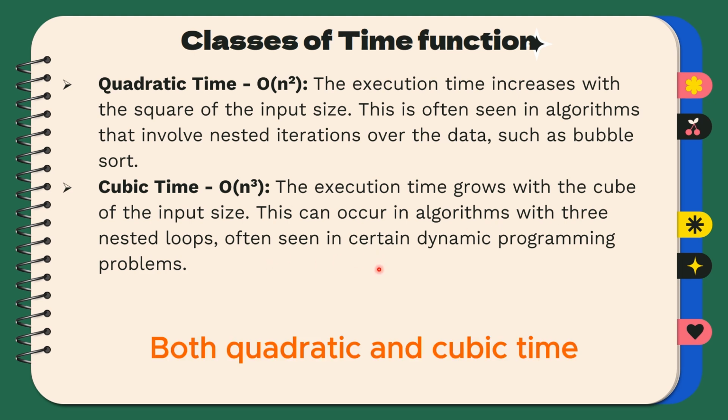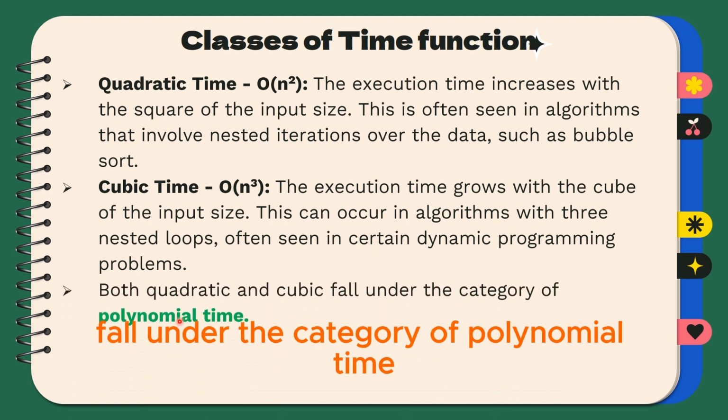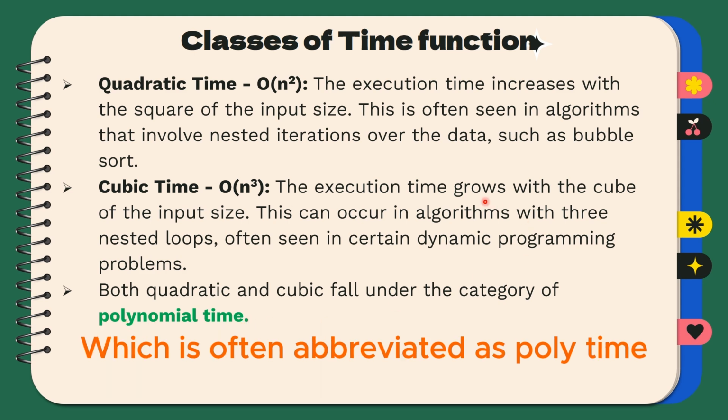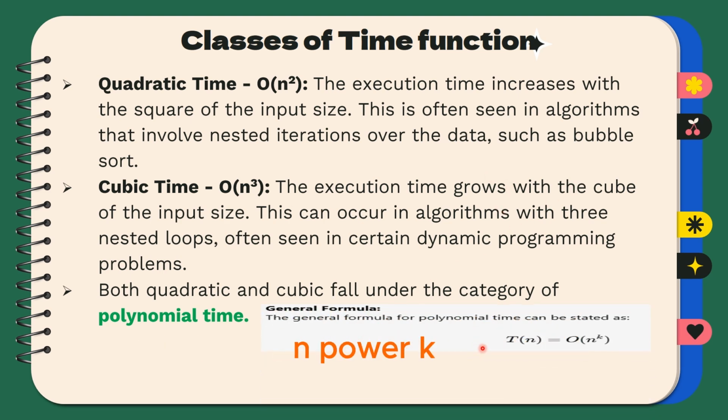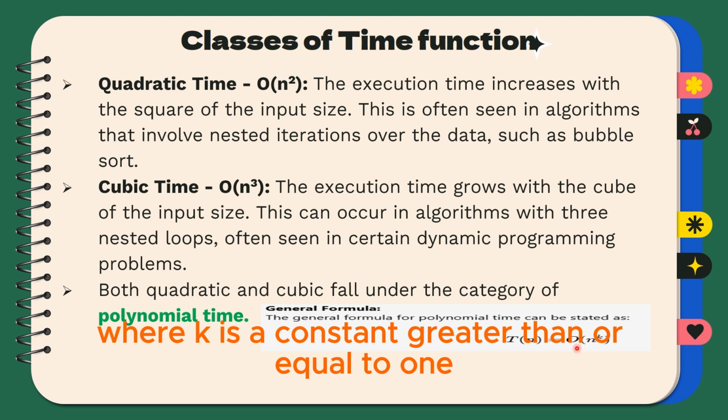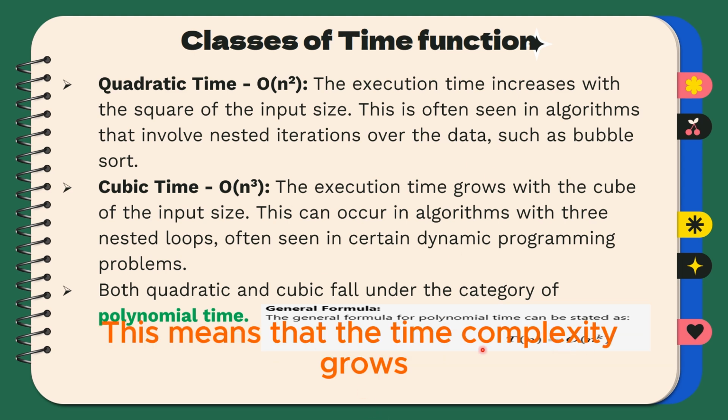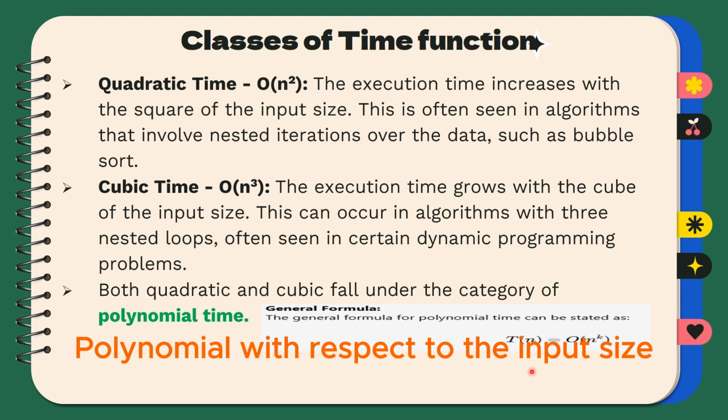Both quadratic and cubic time fall under the category of polynomial time, which is often abbreviated as polytime algorithms. Polynomial time refers to the complexity that can be expressed as big O of n power k, where k is a constant greater than or equal to 1. This means that the time complexity grows polynomially with respect to the input size.